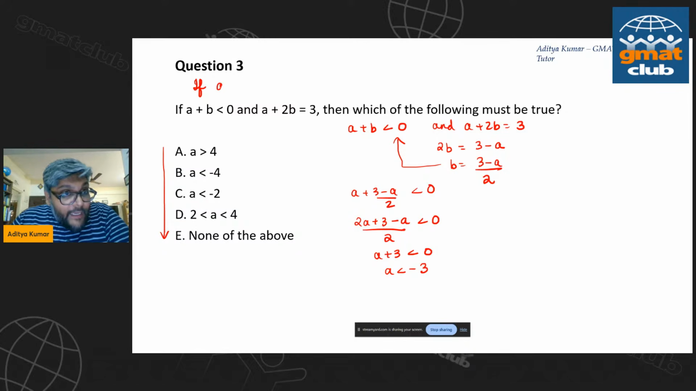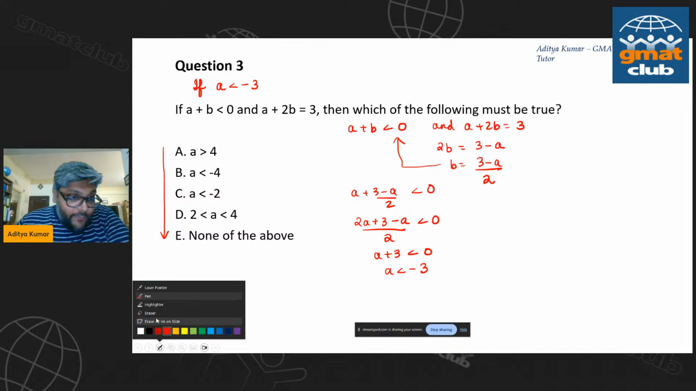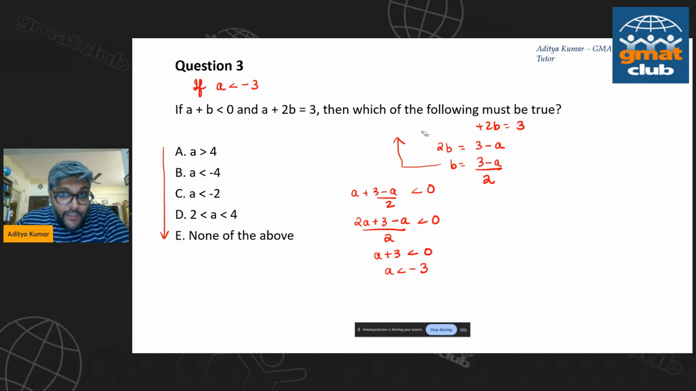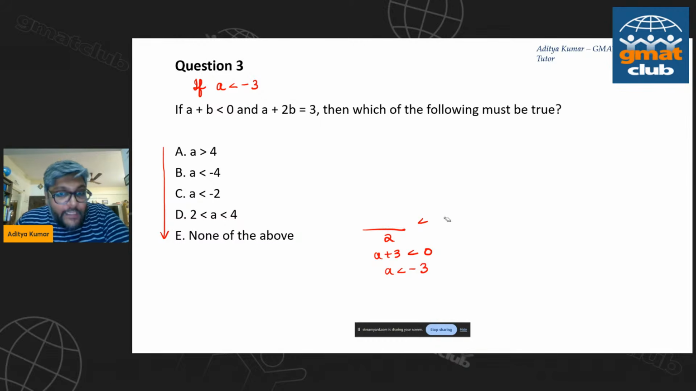If a is less than minus 3, remember this is a constraint. Any constraint that is given to you in a question has to be respected. That means if I say a is less than minus 3, the only values of a you can consider in this question are values less than minus 3. And they are asking me now, if a is less than minus 3, which of the following answer choices must be true?